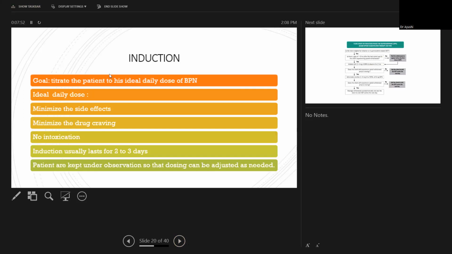In induction phase, the goal is to titrate the patient to his ideal daily dose of buprenorphine. So what is the ideal daily dose? It minimizes the side effects, minimizes the drug craving, and there is no intoxication. Induction usually lasts for 2 to 3 days, and patients are kept under observation so that dosing can be adjusted as needed.